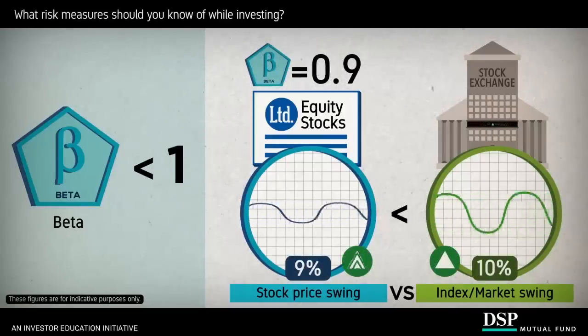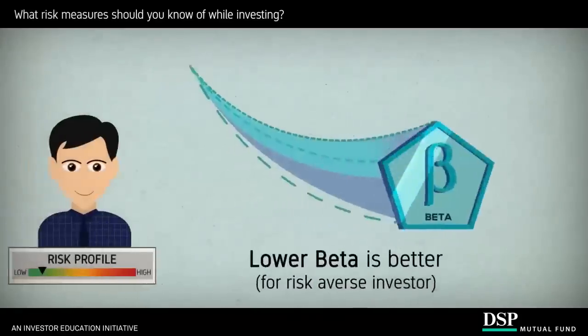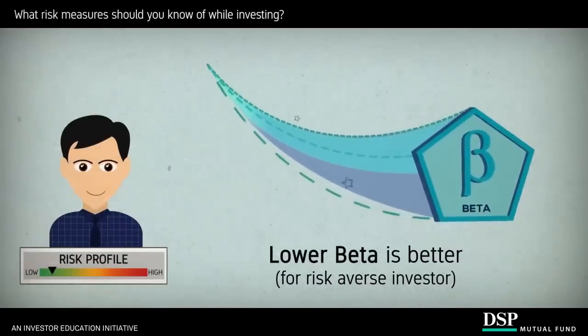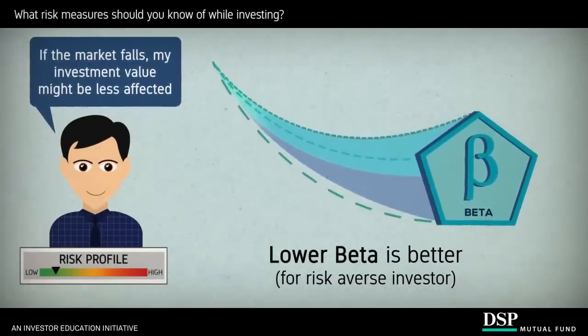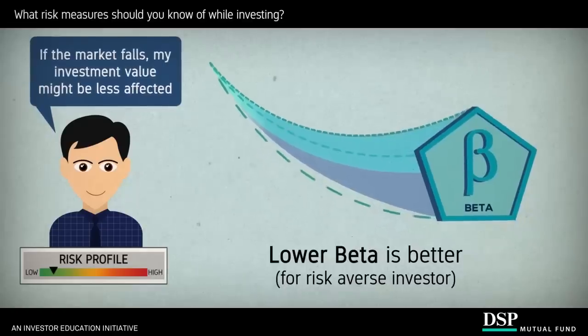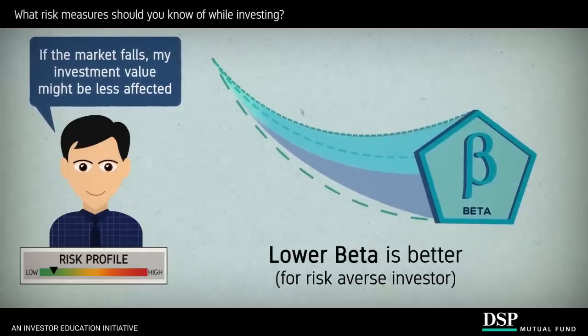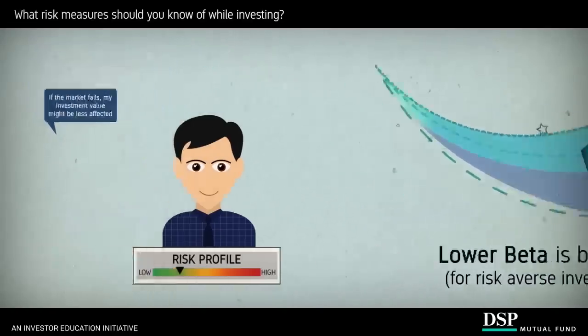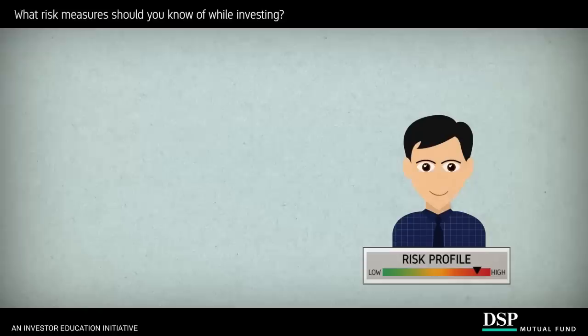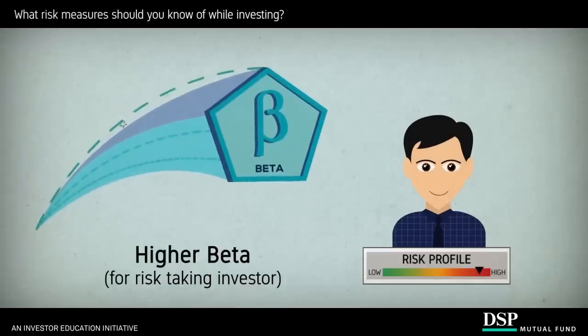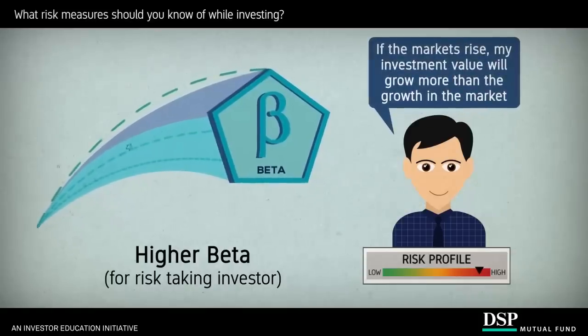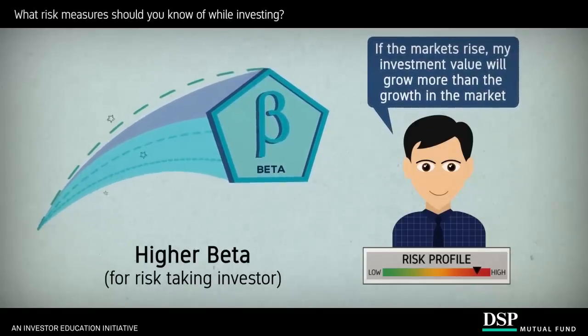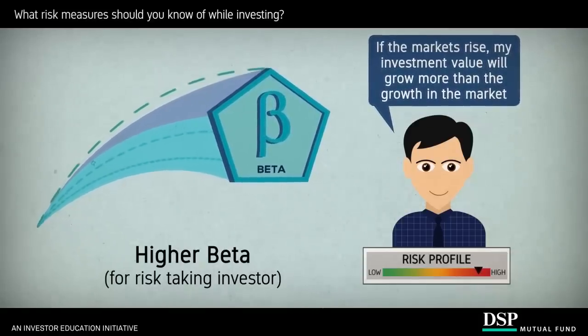In general, risk-averse investors prefer investments with lower beta values because when the market goes down, chances are that their investment value will fall lesser than the overall market. On the other hand, those who are willing to take more risk can choose investments with higher beta values because when the market goes up, their investment value could potentially rise more than the market.